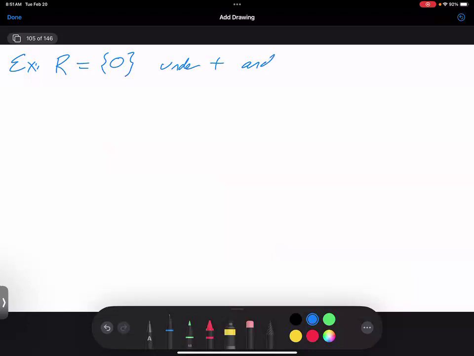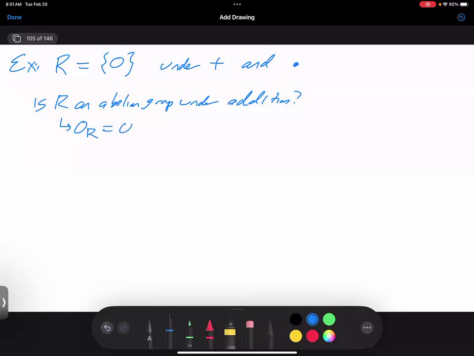Under addition and multiplication. Is this a ring? Is R an abelian group under addition? Closed. Associative. It has an additive identity, which is 0. And everything has an additive inverse, because the only element is 0. 0 plus 0 is just 0. So what is the identity element? It's just 0.